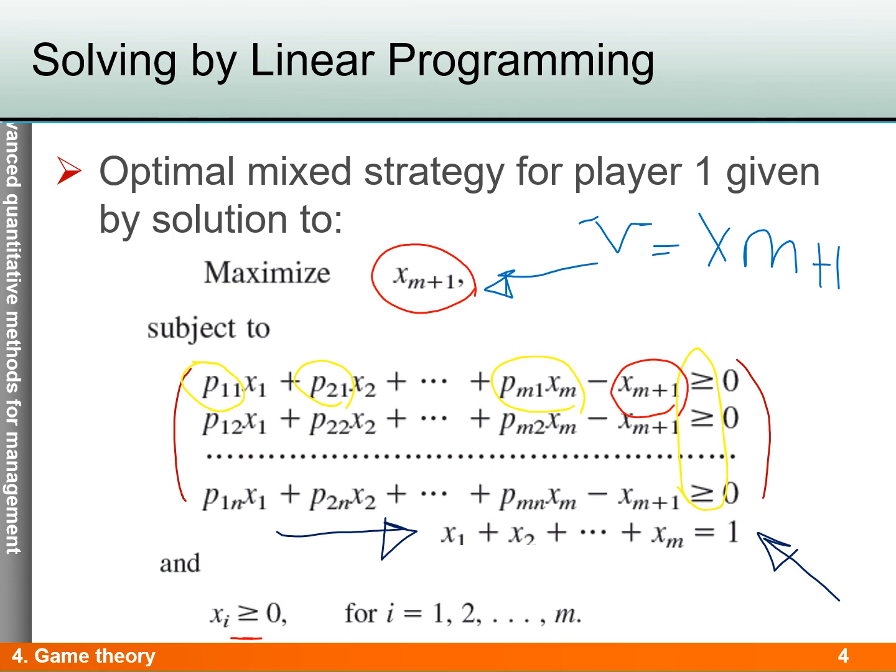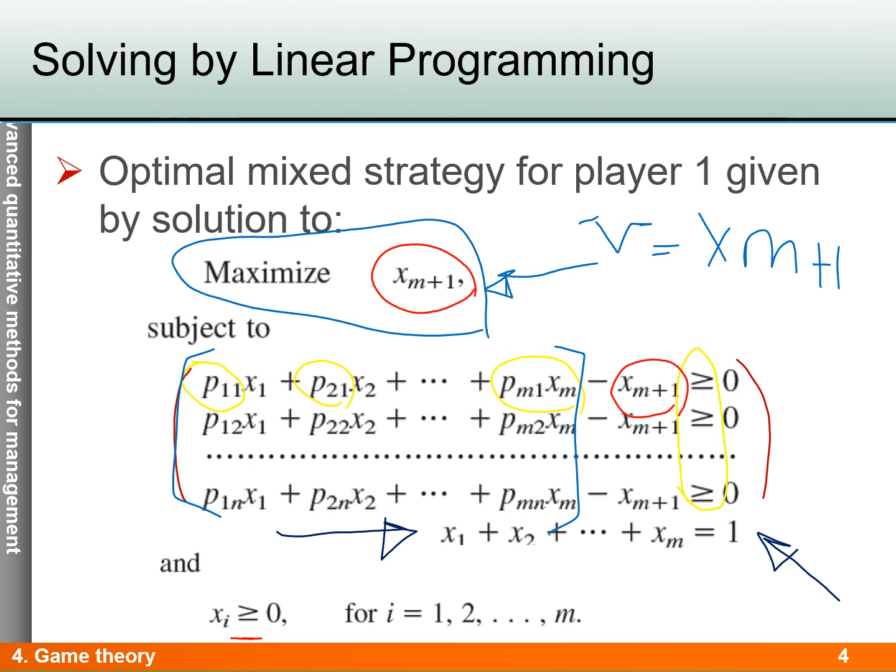The value of the game is x(m+1). It's obvious we want to maximize this value. As I told you, I want to win as much as possible, or in comparison between two losses, I want to lose the minimum. So I want to maximize this winning. So all these constraints should be greater than or equal to x(m+1). As you see in the previous slide, these elements are maximins.